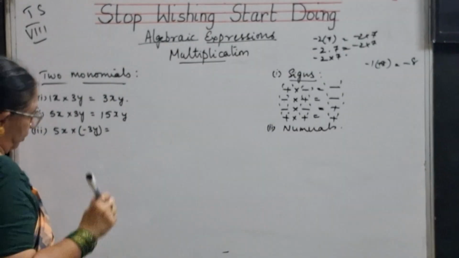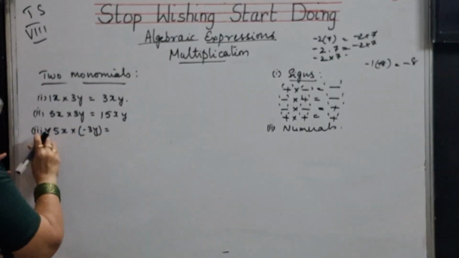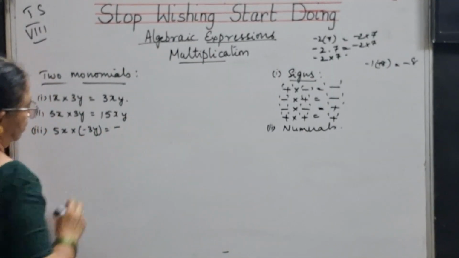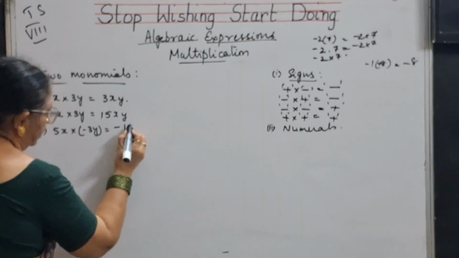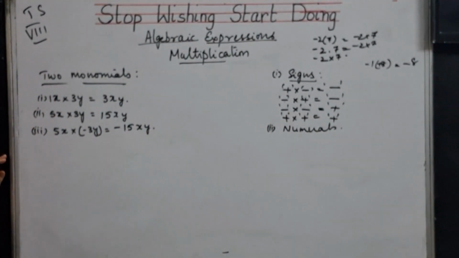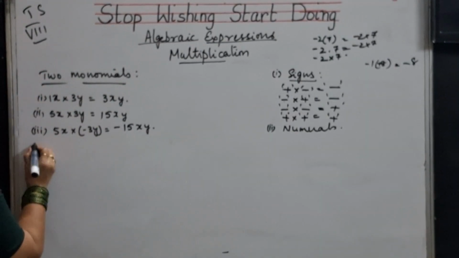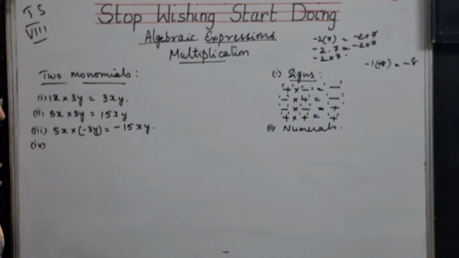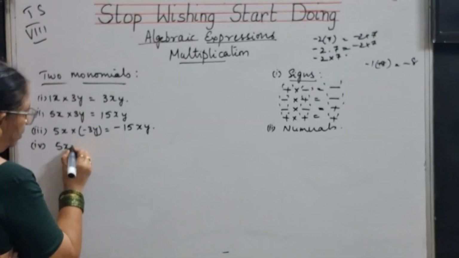So as I told you, what you need to do, first you have to multiply signs: minus into plus, minus. Then numbers, 5 into 3, 15, x into y, xy. Minus 15xy. And the fourth bit, what is the fourth bit? 5x into 4x square.